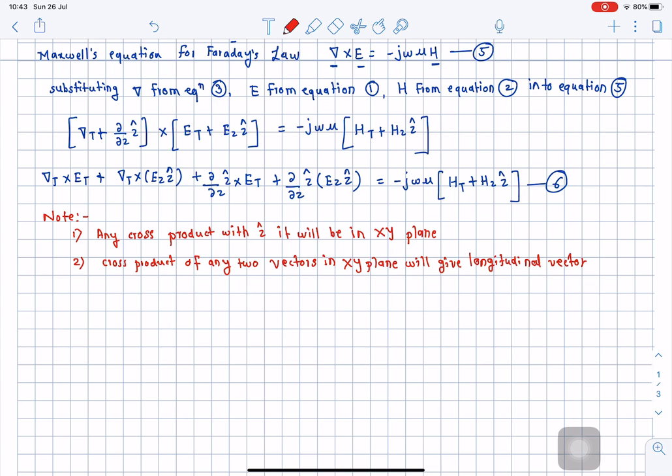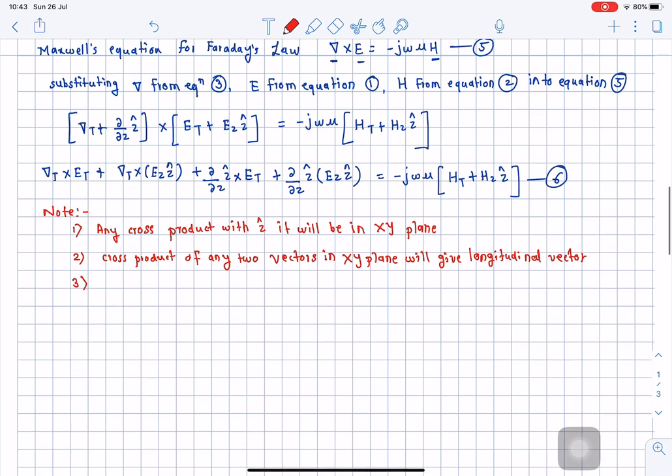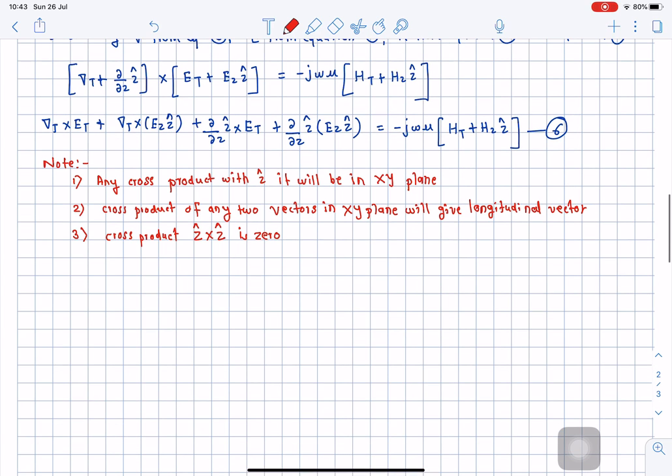So if we take the cross product of any two vectors located in the x and y direction, it will give rise to a third vector which will always be located in the z direction, that is, along the longitudinal direction. And the third important observation: the cross product of a vector with itself, let us say z cap crossed with z cap, is always 0. So in equation number 6 we will apply these observations.